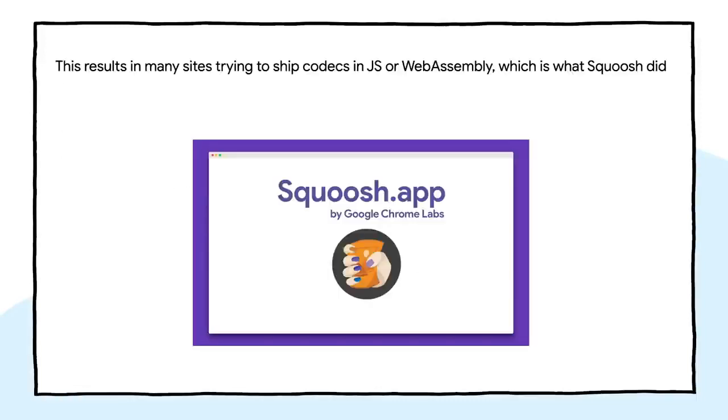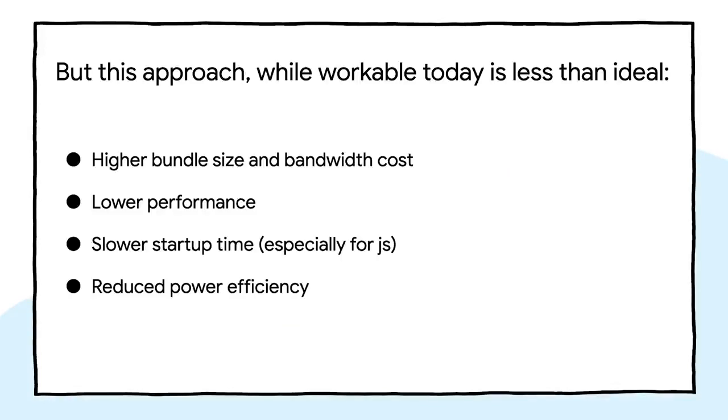As a result of this lack of configuration, some apps have started compiling these codecs to JavaScript and WebAssembly. Some of you may remember that this is how the awesome application Squoosh lets you resize and re-encode images. This approach is really cool and workable today, but has some specific drawbacks. Specifically, it increases your bundle size, lowers the performance, causes slower startup time, and reduces the power efficiency.